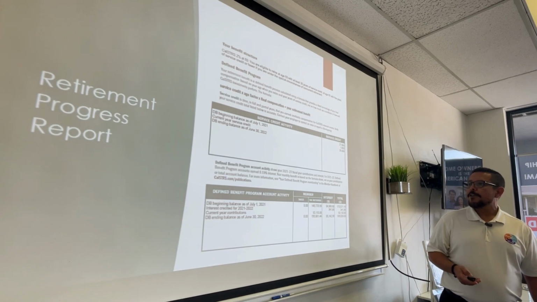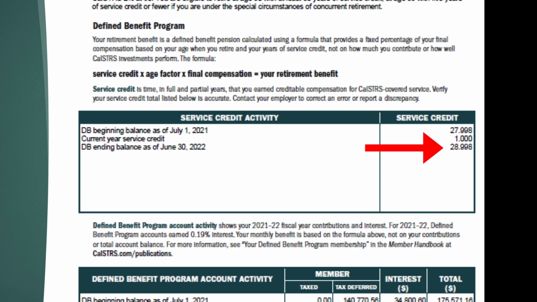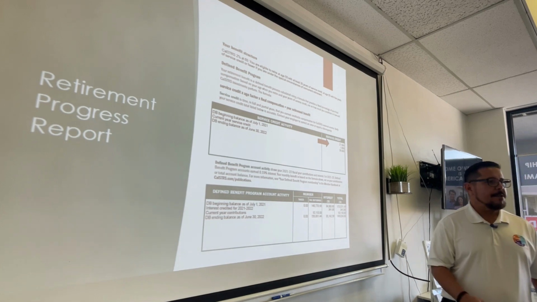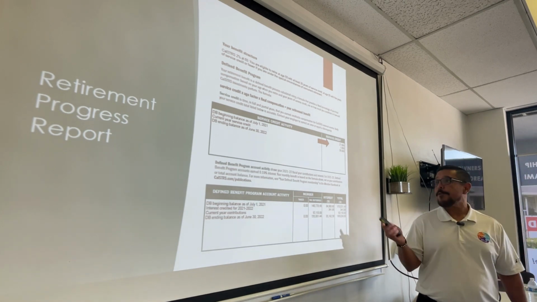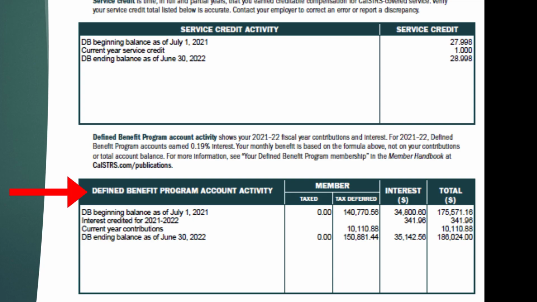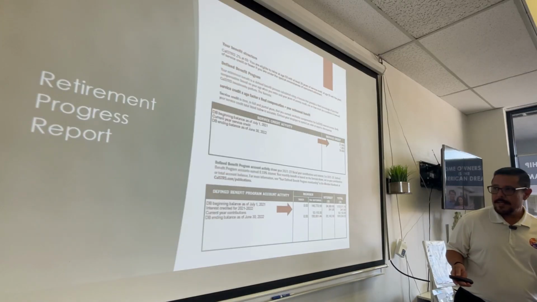All right, so now we got the progress report. So first step, obviously, what they want to know is how many years of service do I have credits for? You know, most of them are off a little bit. Maybe they did some substitute teaching, or maybe just have a misconception as far as how many years of service. So it's very important that they understand how much that is. The next box is the defined benefit program account activity, which is their contributions plus interest. Doesn't count any of the district money or the state on there.